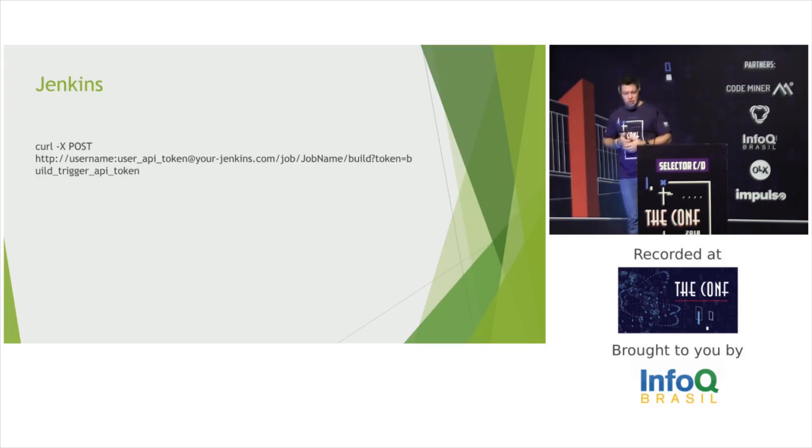If you are using Jenkins, you can add a post-receive hook with a curl doing a post, notifying Jenkins to start building. You need your username, and you need to go to the administration interface of your Jenkins server to get an API token for that user to use in the URL. And of course, you need your Git server to be able to access the Jenkins server.